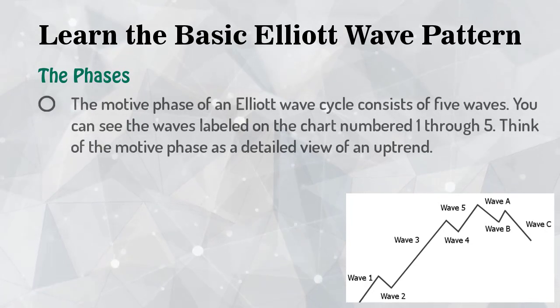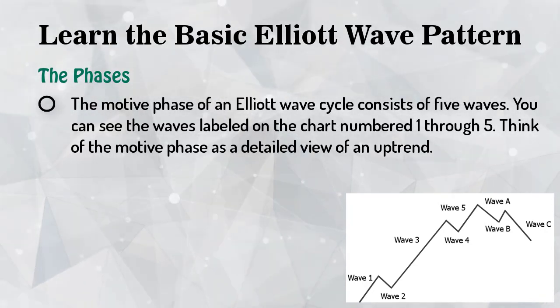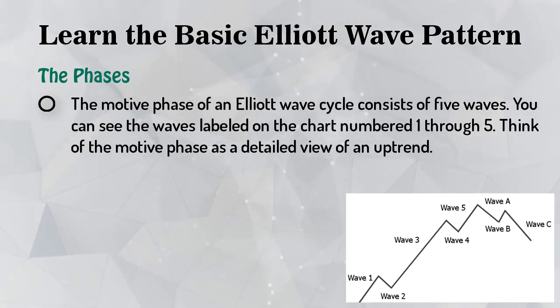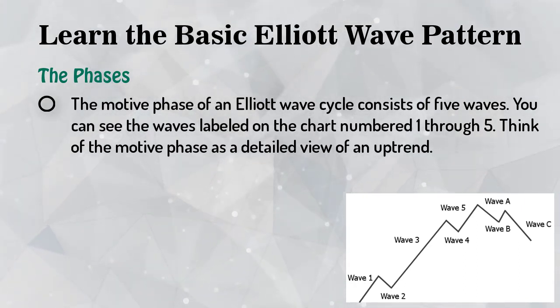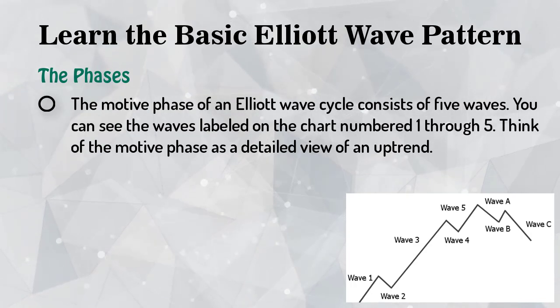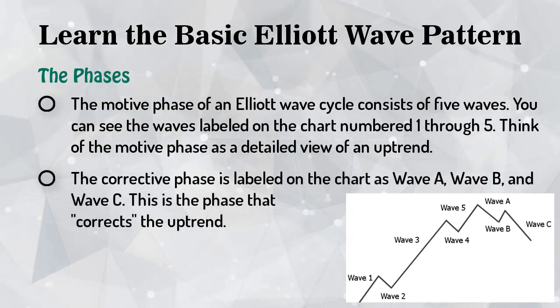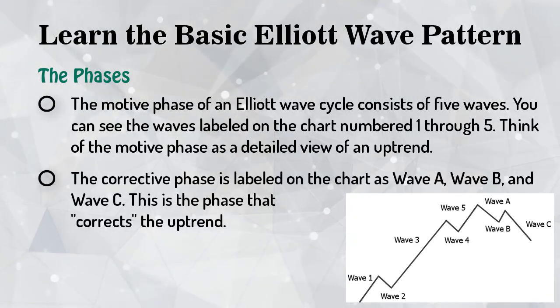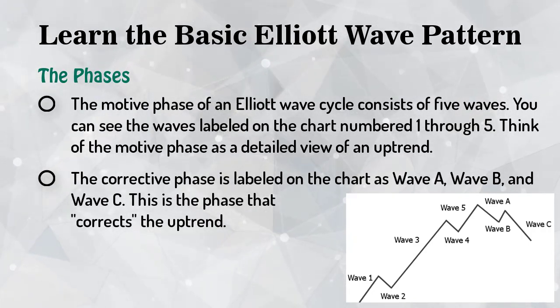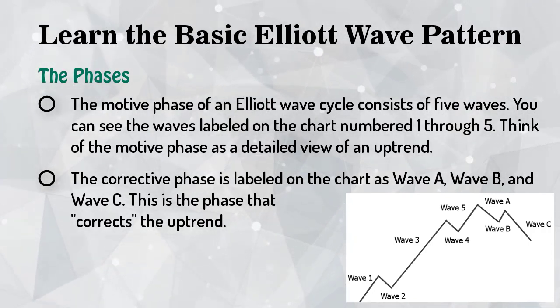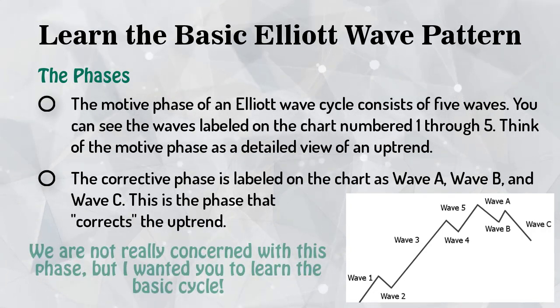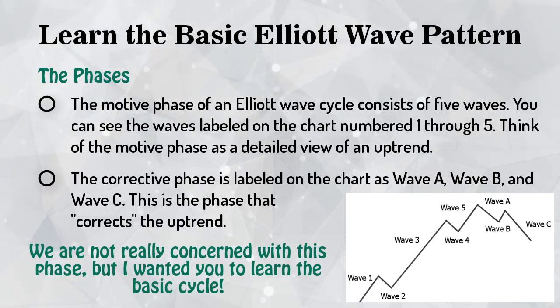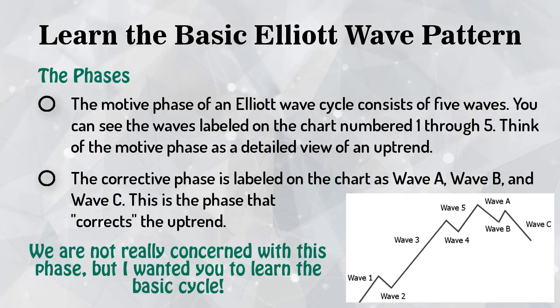The phases. The motive phase of an Elliott Wave cycle consists of 5 waves. You can see the waves labeled on the chart numbered 1 through 5. Think of the motive phase as a detailed view of an uptrend. The corrective phase is labeled on the chart as Wave A, Wave B, and Wave C. This is the phase that corrects the uptrend. We are not really concerned with this phase, but I wanted you to learn the basic cycle.